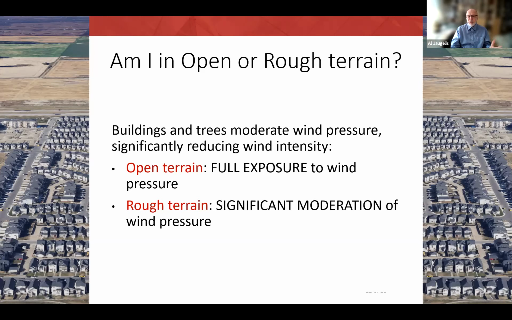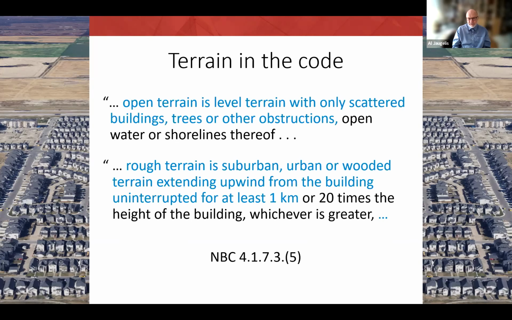The whole idea of open terrain is you're out in the prairie, or you're by the ocean or by a big lake. There's nothing between you and the wind. Rough terrain is there's a significant moderation of wind pressure. And the code defines the two extremes this way. Open terrain is level terrain with only scattered buildings, trees, other obstructions, open water, shorelines.